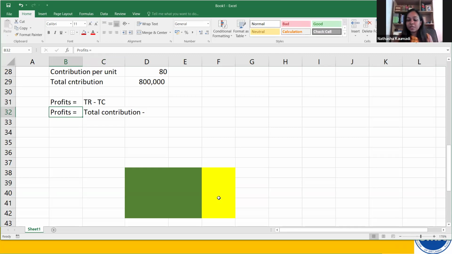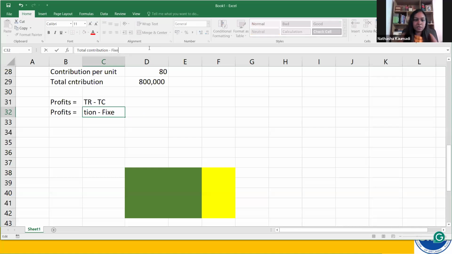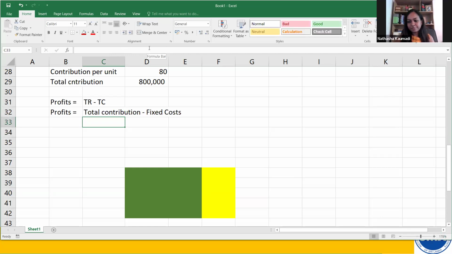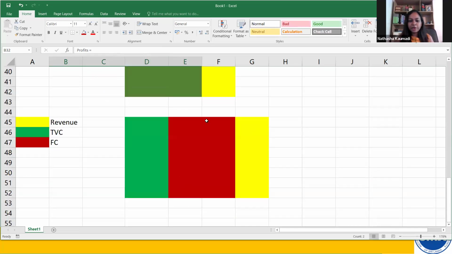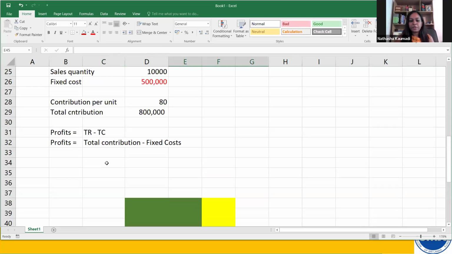So profit equals total contribution minus fixed cost. Total contribution minus fixed cost. Right? Are you clear? This new formula: if you have the total contribution, and you deduct the fixed cost, that means if you remove this fixed cost part from the total contribution, you have profits with you. I hope that's clear.